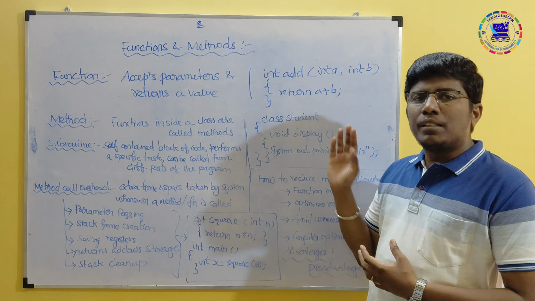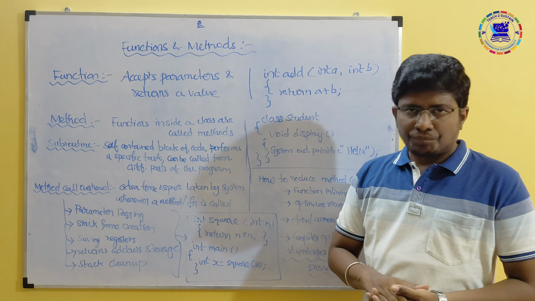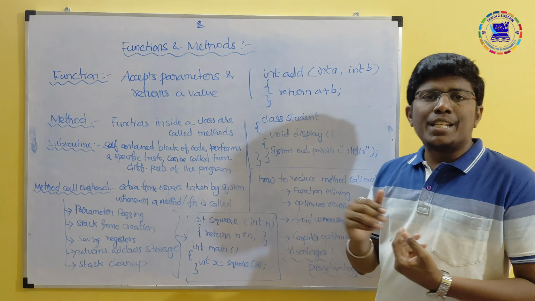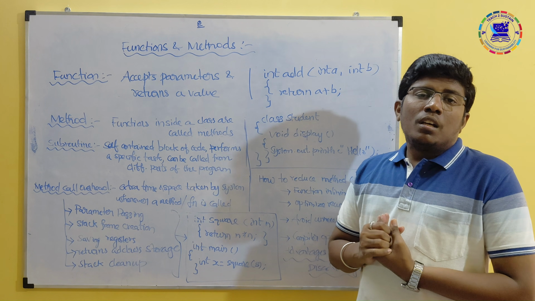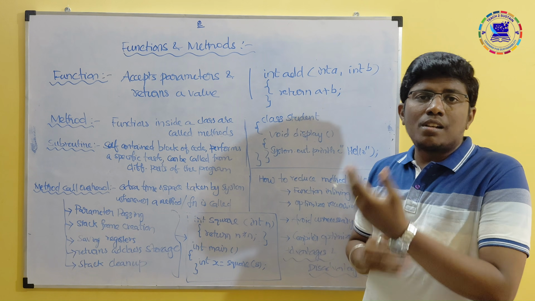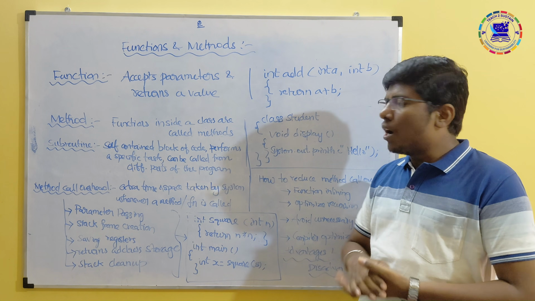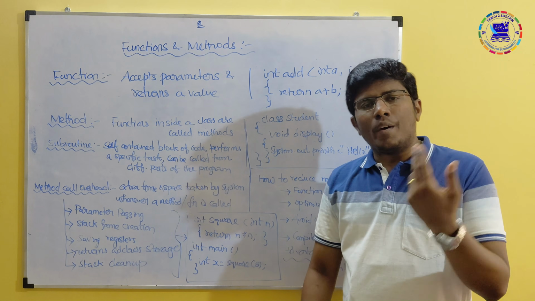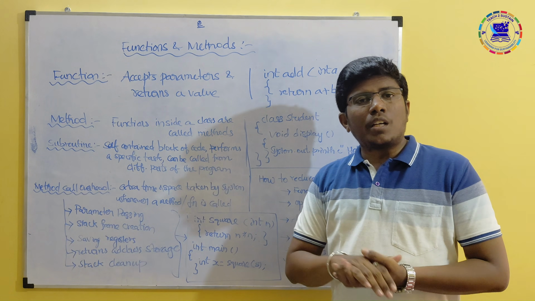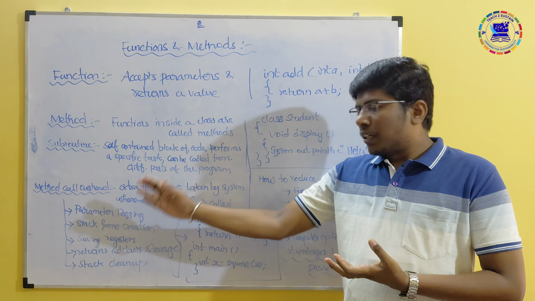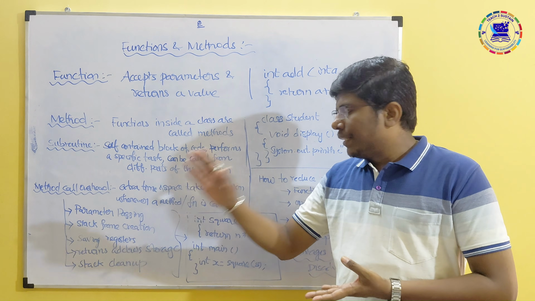In this example, there is a class and there is a method. So whenever the display method is called, the computer takes extra time and space to call this method, and this is called method call overhead.